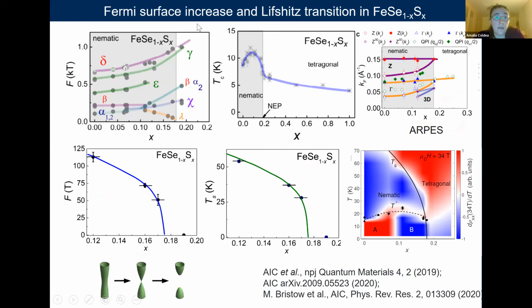Now let's look at the summary of our findings from quantum oscillations. There are lots of graphs here. First of all, the full frequency spectrum versus X shows in general an increase in all the pockets. That means that the Fermi surface increases, the number of carriers increases, but there is this particular dominant highly mobile carrier which seems to disappear together with nematicity.